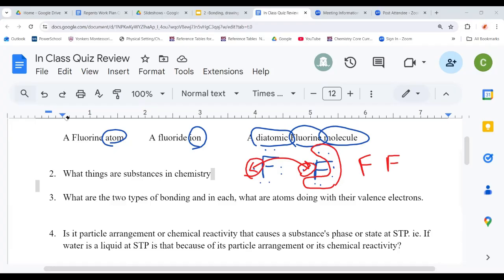I'm going to move those single electrons, this one and this one, into the middle, and then I'm going to put their other electrons back. If they're already paired off, they are not going to get shared with anybody. So that's what's creating that bond in the middle.